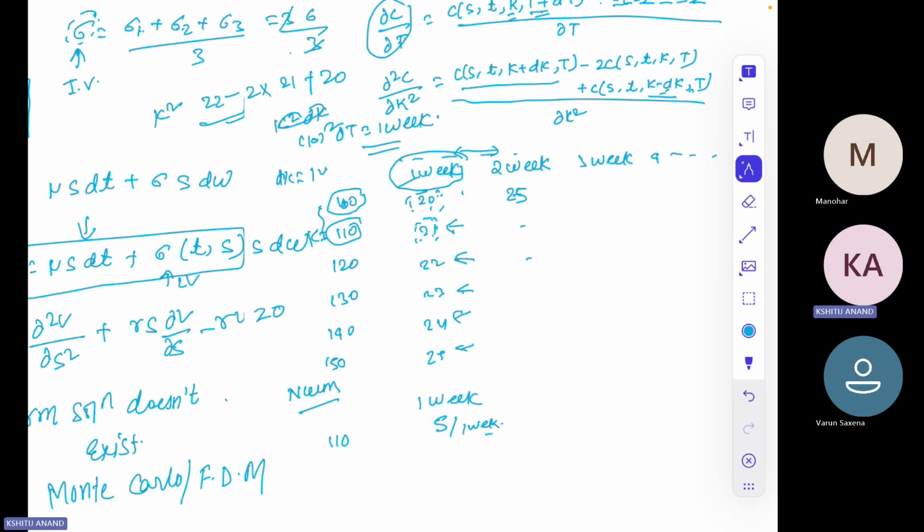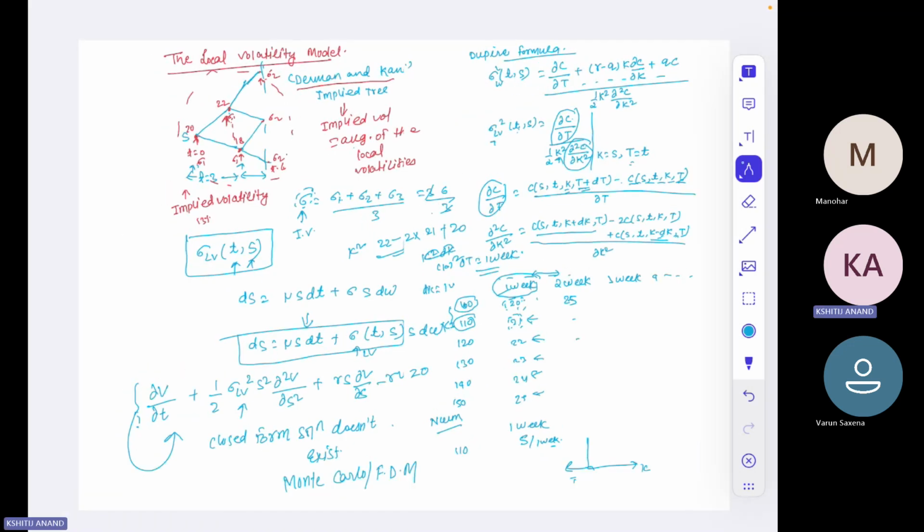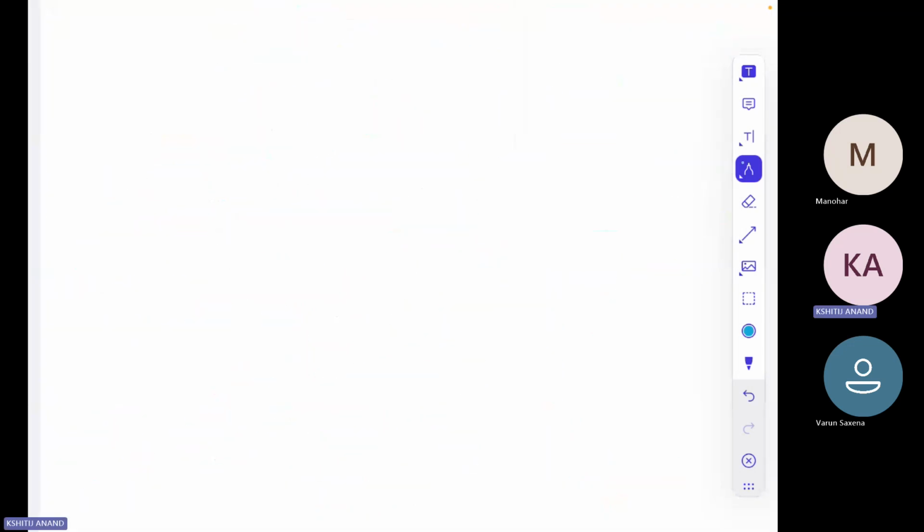Once you get the local volatility, you can plot it across K and T or across T and S, whatever you say. So let me tell you our problem statement now.